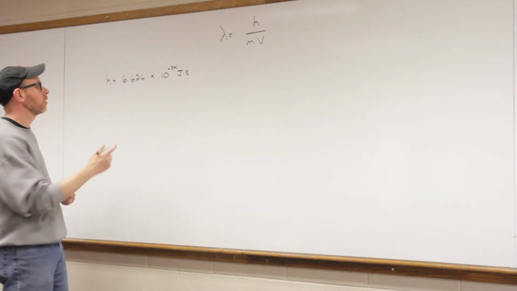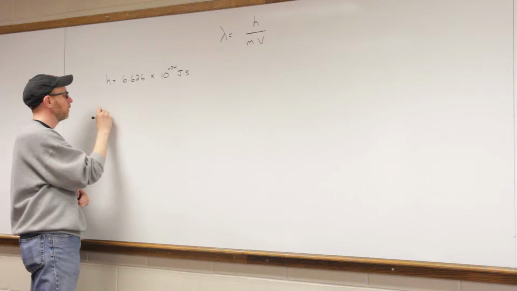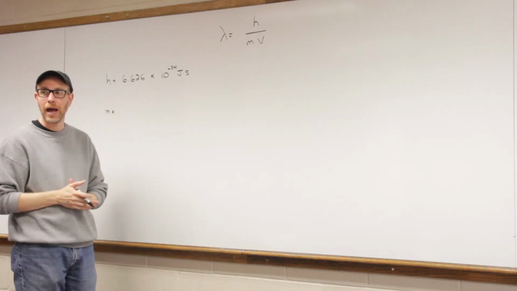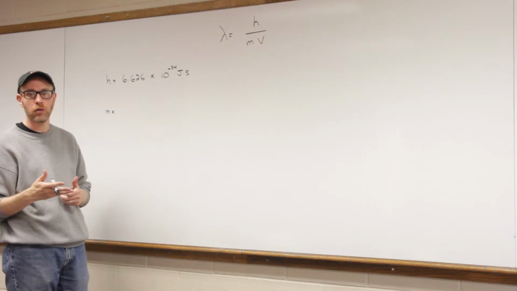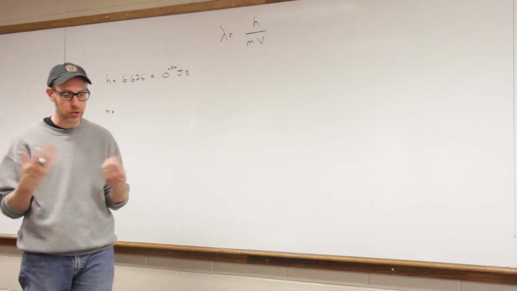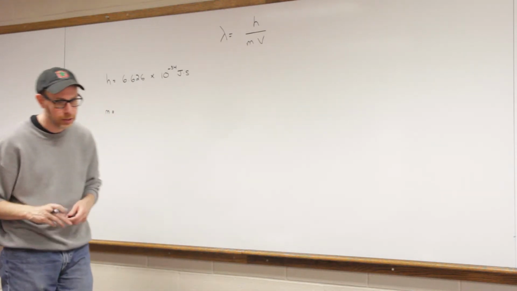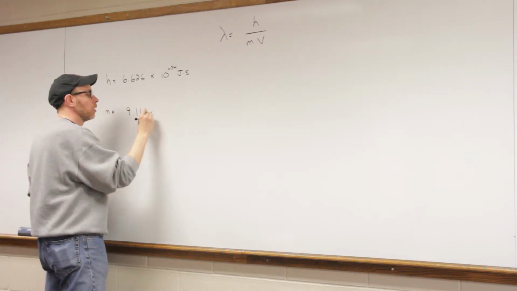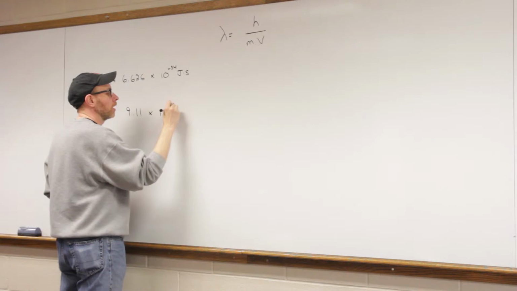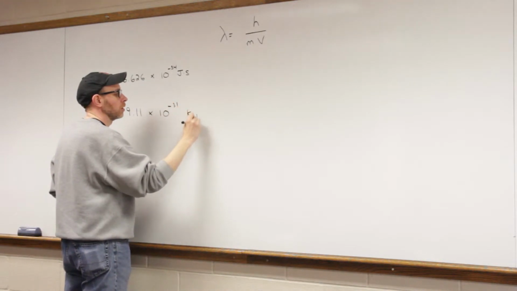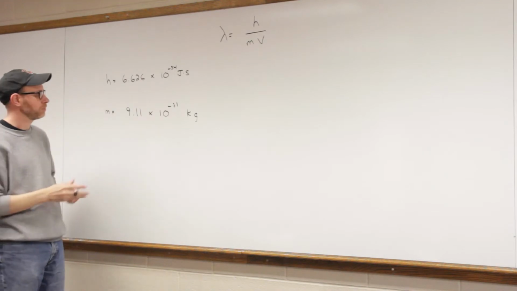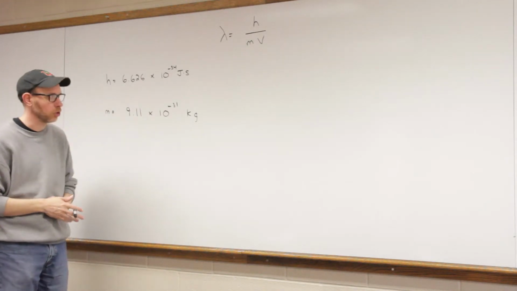We also need to know what the mass of our particle would be. In this case, we're looking at an electron. The mass of an electron can be found within the chapter that deals with subatomic particles. It's 9.11 times 10 to the minus 31st kilograms. I think your book might have it in grams, but then you can convert it to kilograms.